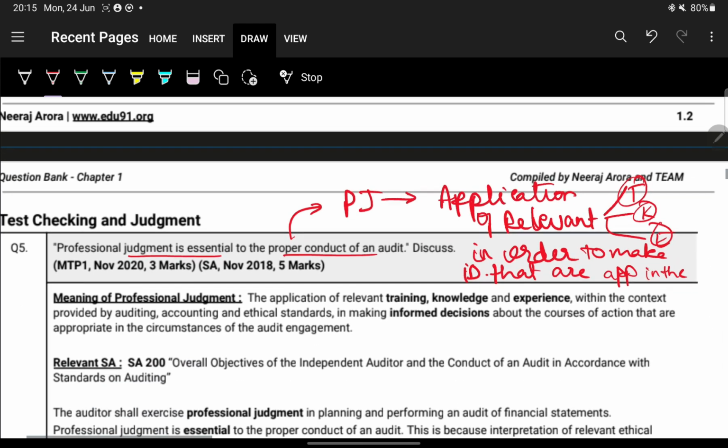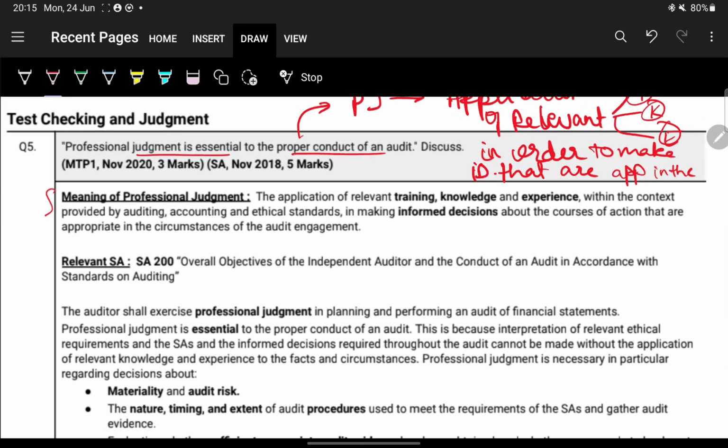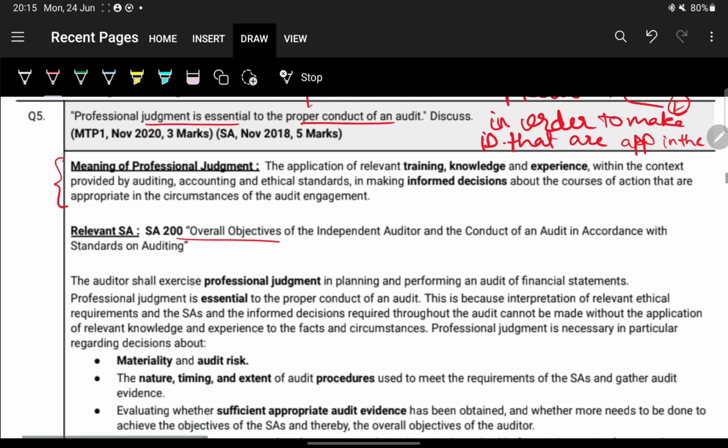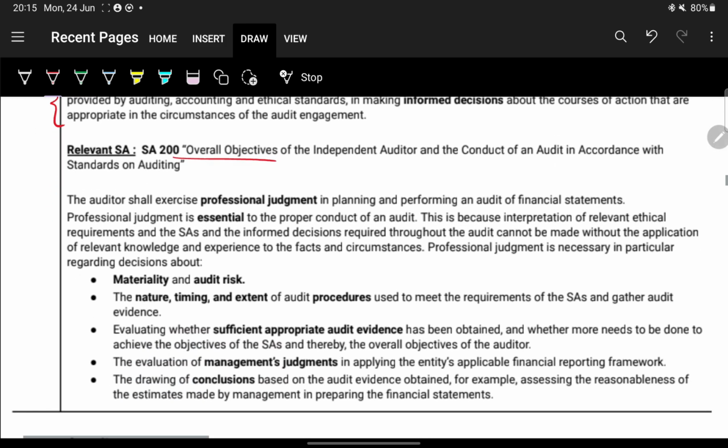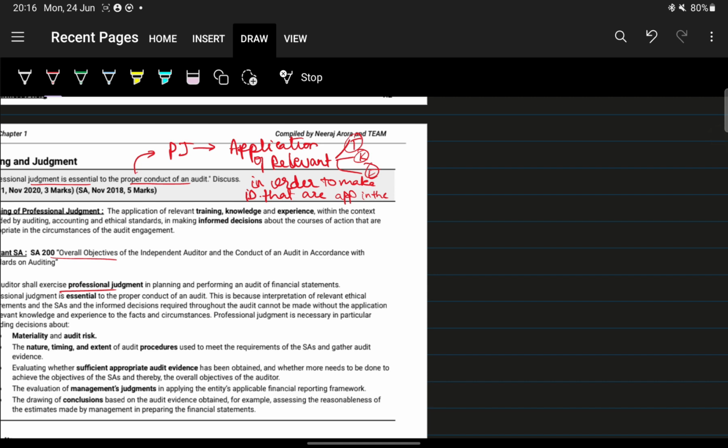Okay, so that is the meaning of professional judgment. And again, they've discussed SA 200, again relevant for that particular professional judgment. And then the auditor shall exercise professional judgment, where and all he will exercise the professional judgment. Okay, so this is fairly simple, right?